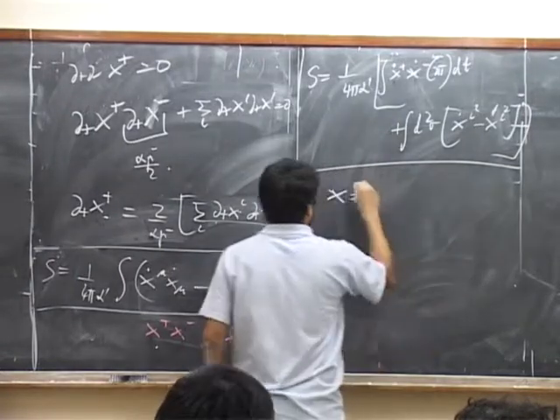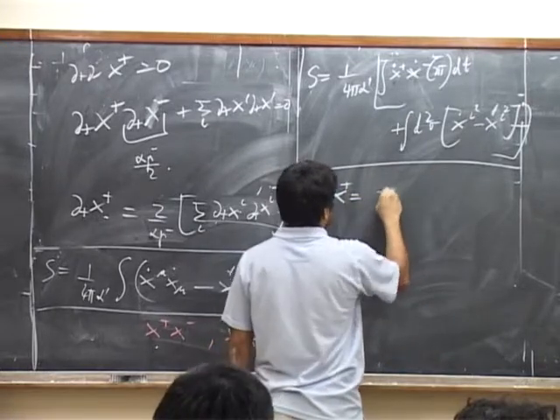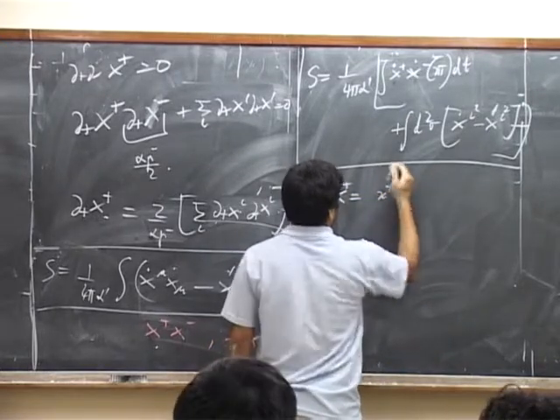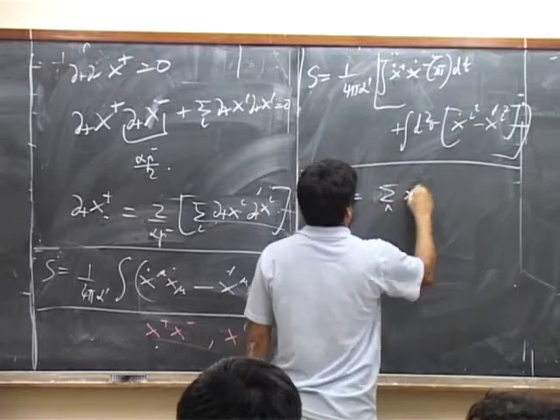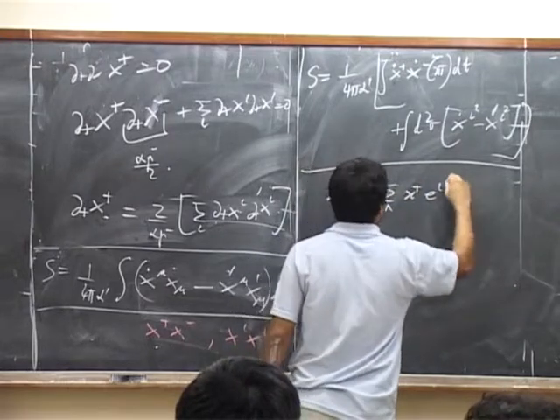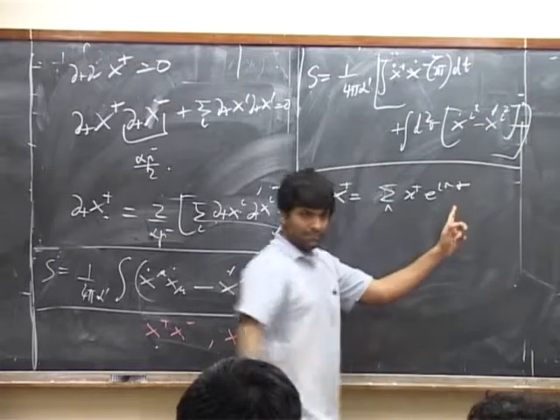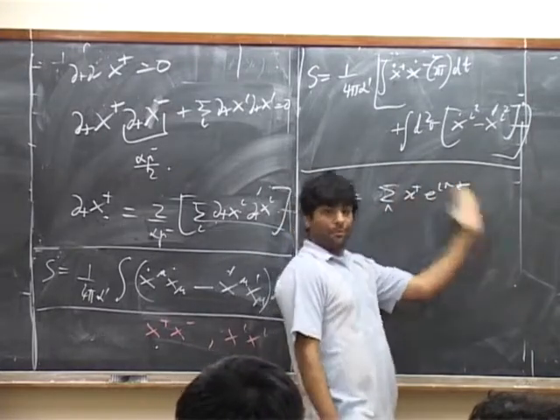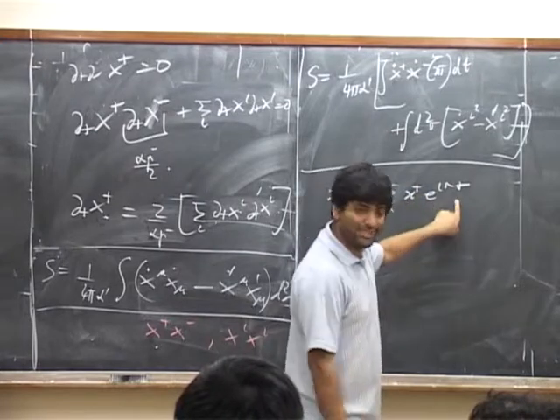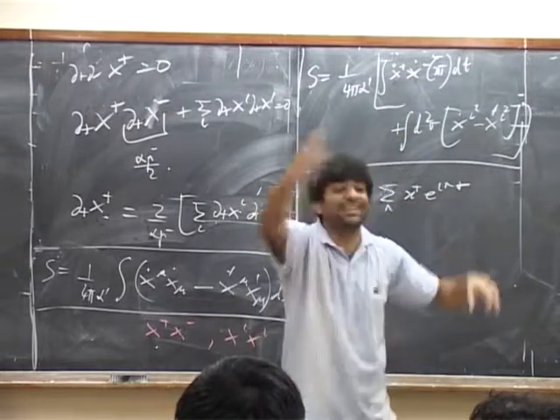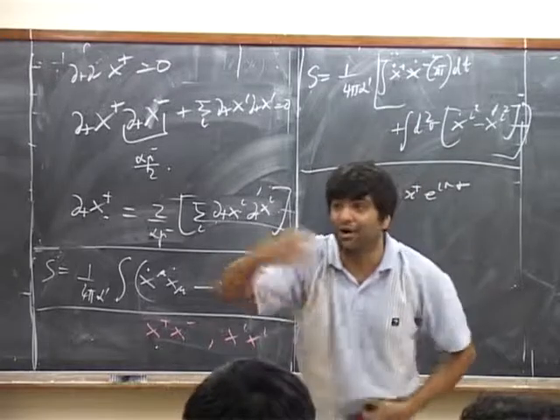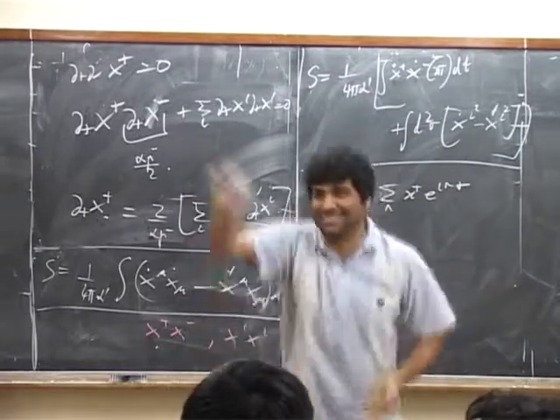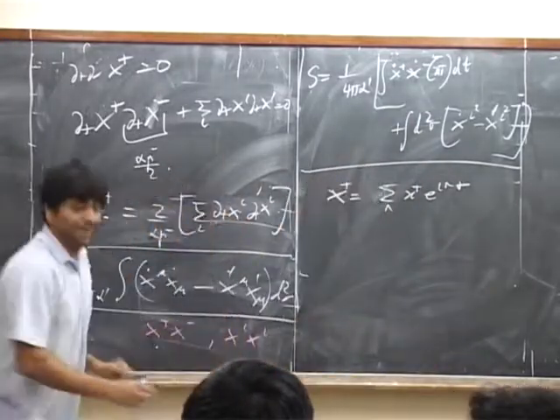We took x plus and we expanded it as x plus, the sum over n of x plus n e to the i n sigma. We've already argued that all the modes with non-zero n drop out. This is the mode with n equals 0. The 2 pi has come from doing the integral over sigma.